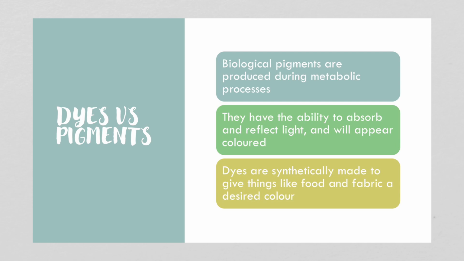There are two terms that you need to be able to differentiate: dyes and pigments. Biological pigments are produced during metabolic processes, and they have the ability to absorb and reflect light and will appear colored. Dyes also give things a desired color, but they're synthetically made to give things like food and fabric a desired color.